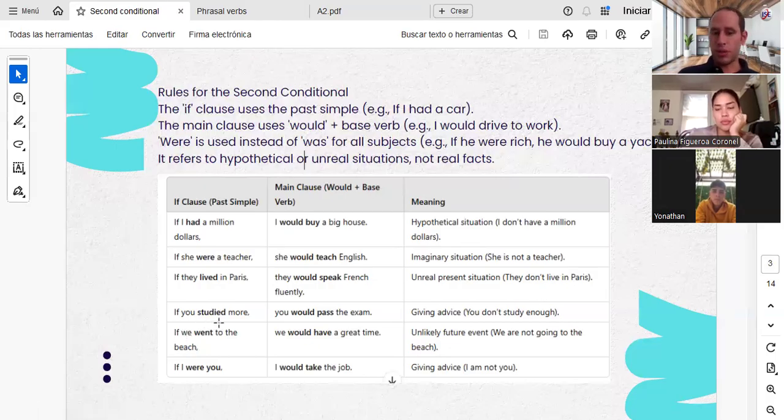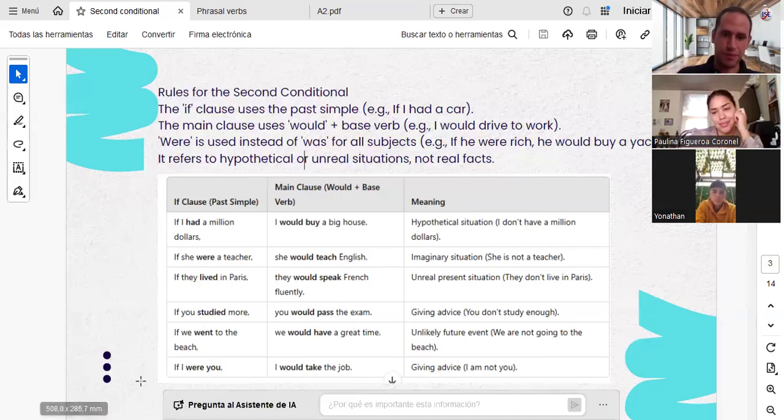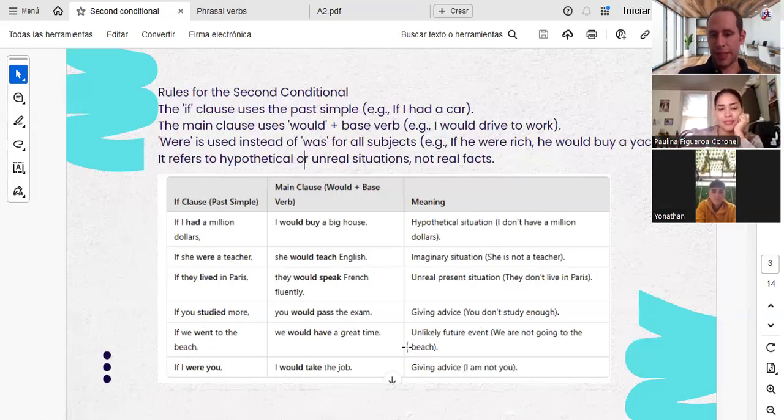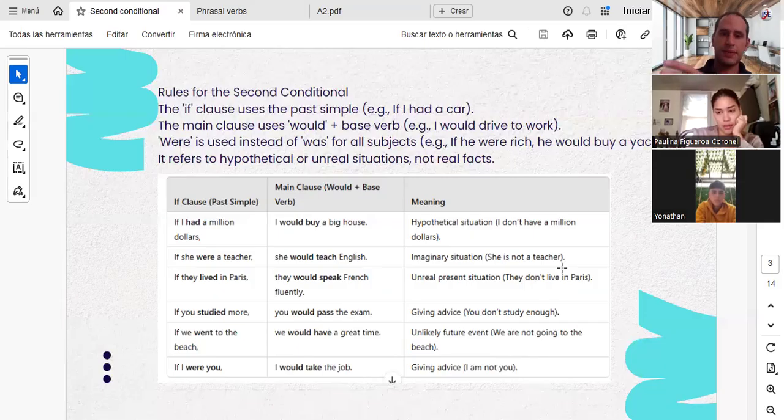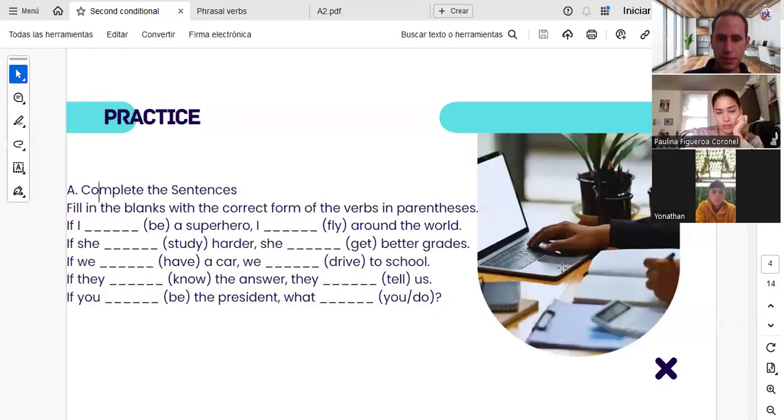If you studied more, you would pass the exam. Giving advice, you don't study enough. This is not your case. You're good students. Good job. If we went to the beach, we would have a great time. Unlikely future events. We are not going to the beach, right? If I were you, I would take the job. Giving advice. Hypothetical or unreal situation.